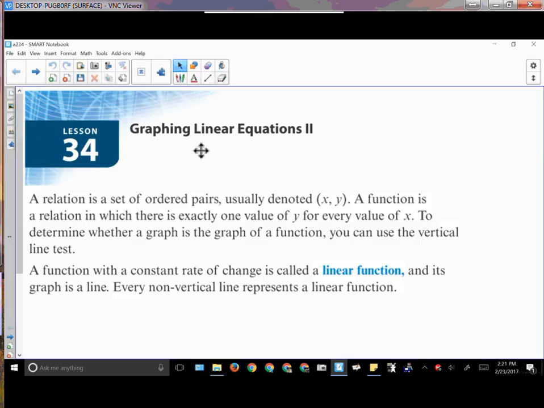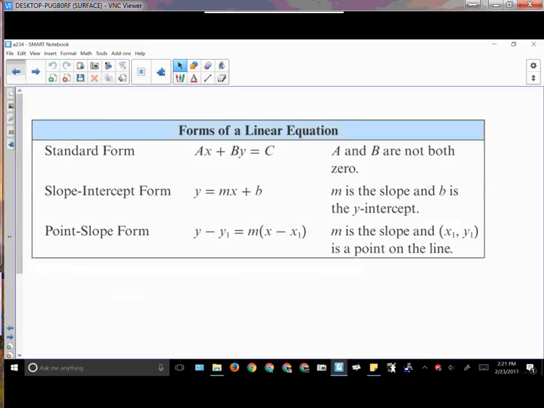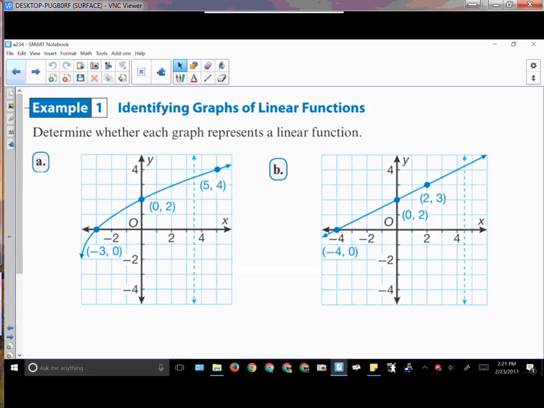All right, here we go. Graphing linear equations. We've done this before. So what we're going to do here is take a little bit more time and look at what it means to be a linear equation and what it is.